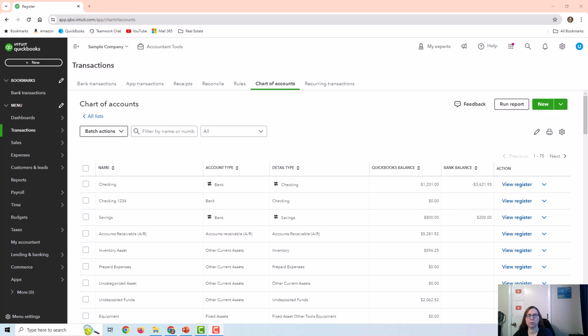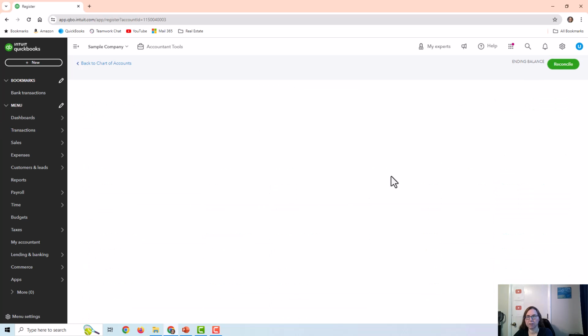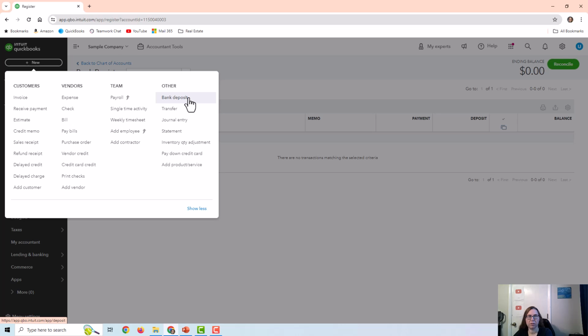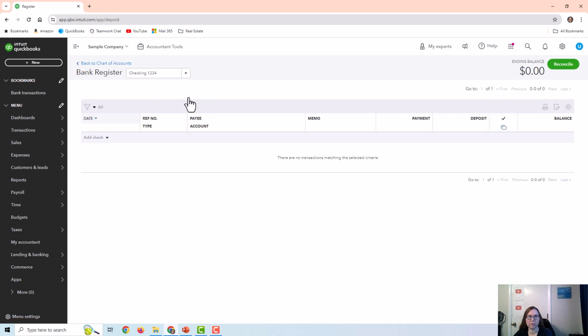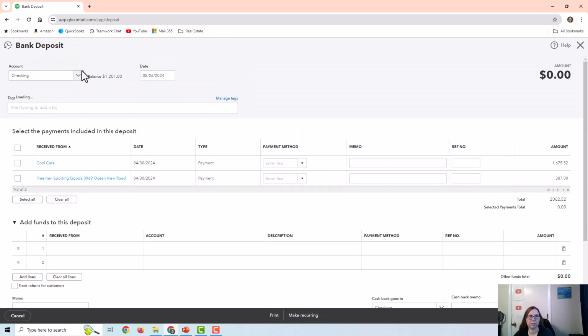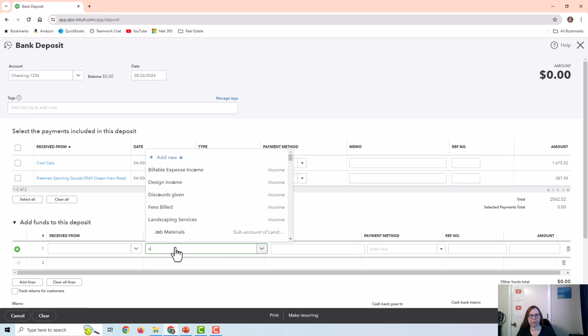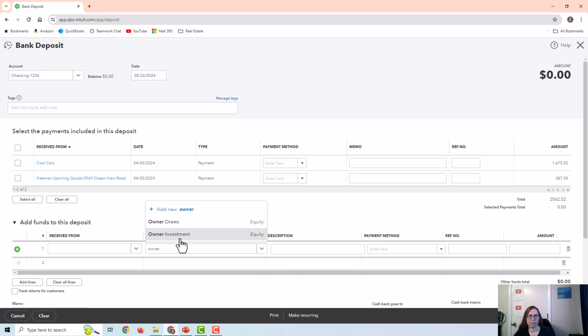The first example I'm going to demonstrate is the owner investing money into the business to get it started. So let's say they go to the bank, they open up this checking account, and they deposit $1,000 of their own money to get it started. So I would just deposit $1,000 into that checking account, and I would put it as the owner investment.